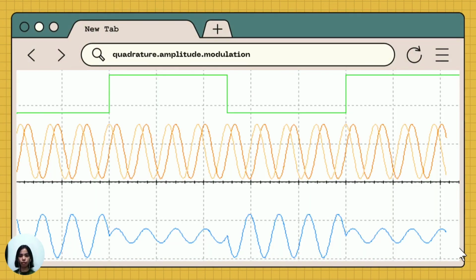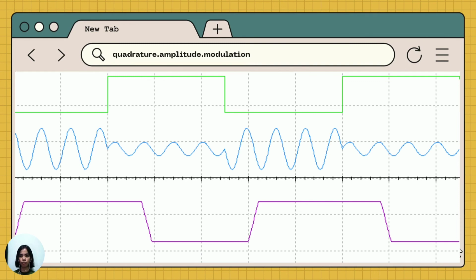These are the waveforms of the modulator circuit. The green signal is the input data or the modulating signal. The orange signal is the in-phase carrier signal. Light orange is the quadrature carrier signal. When these two carrier signals are multiplied, it will result in the modulated signal, which is in blue.